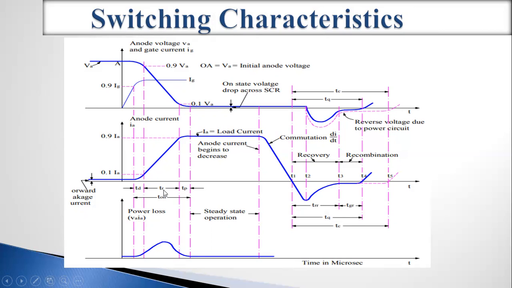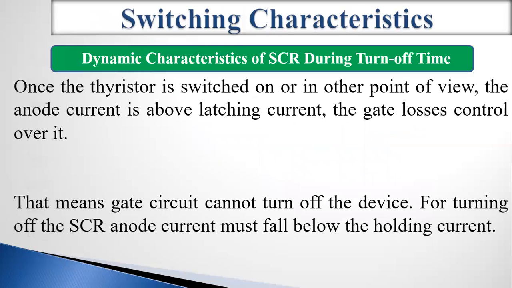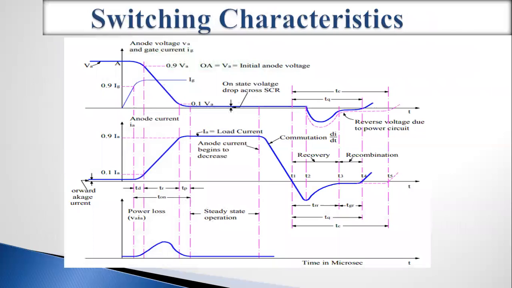The next interval is the rise time. In the rise time, the anode current is increasing, rising from 10% to 90%. You can easily observe in this graph what happens during the rise time with respect to the anode current. The anode current is rising from 10% to 90%, and at the same time the anode voltage is decreasing from 90 to 10%.